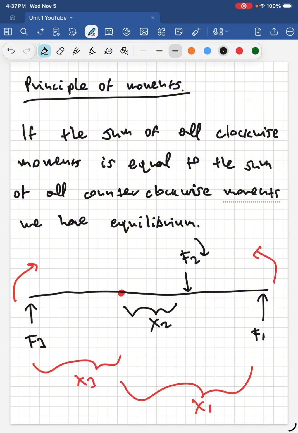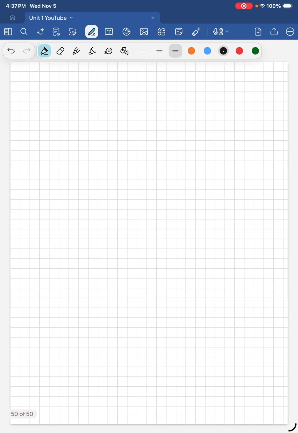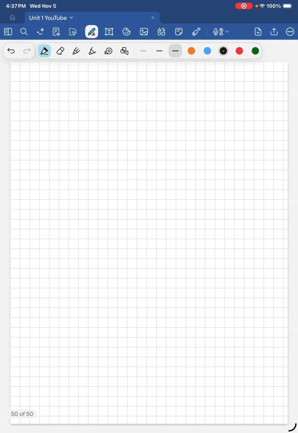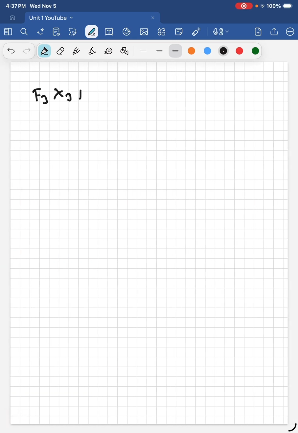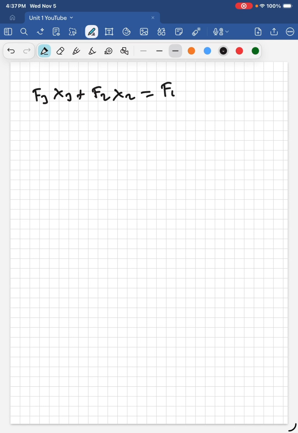Then to have equilibrium, we need the sum of all clockwise moments, which is F3 x3 plus F2 x2, to equal F1 x1, which wants to turn the object counterclockwise. So if this is not true, the object will turn.